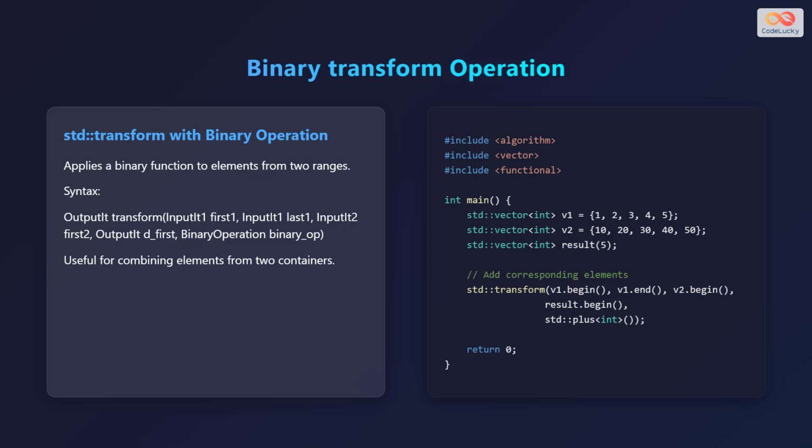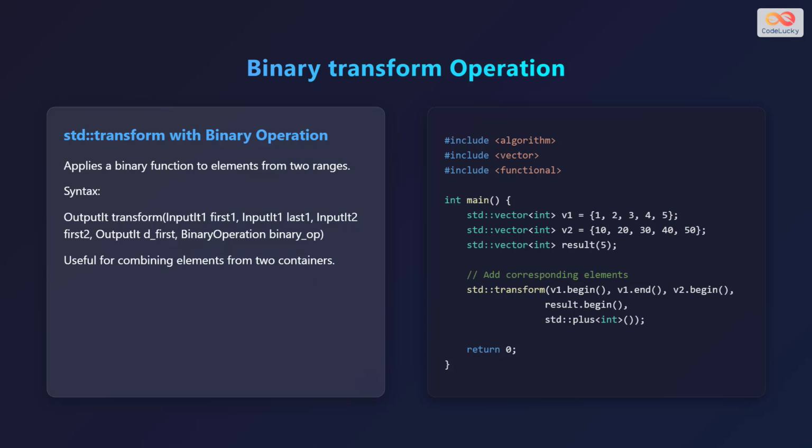Now let's look at a code example. First, we include the necessary headers, which are algorithm, vector, and functional. Inside the main function, we create 2 vectors of integers named vector1 and vector2 and initialize them with some values. Then we create another vector of integers named result with size 5.